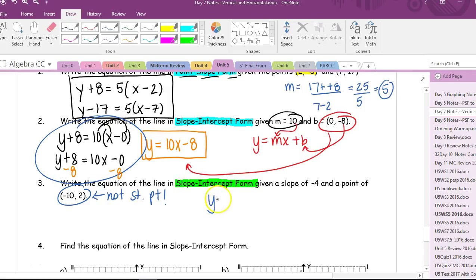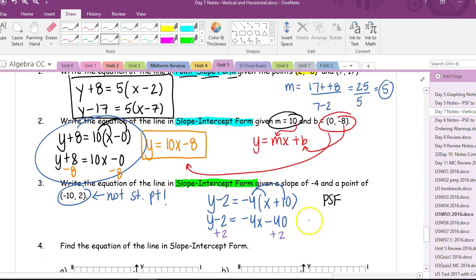y, opposite of my y coordinate, equals slope, parentheses, x, opposite of my x coordinate. This is point slope, PSF, because we have parentheses. To get slope-intercept, I need to distribute. -4x times 10 is -40, and then I'm solving for y. You're going to add your 2 over. Be careful. -40 plus 2 is -38. That's your slope-intercept form.